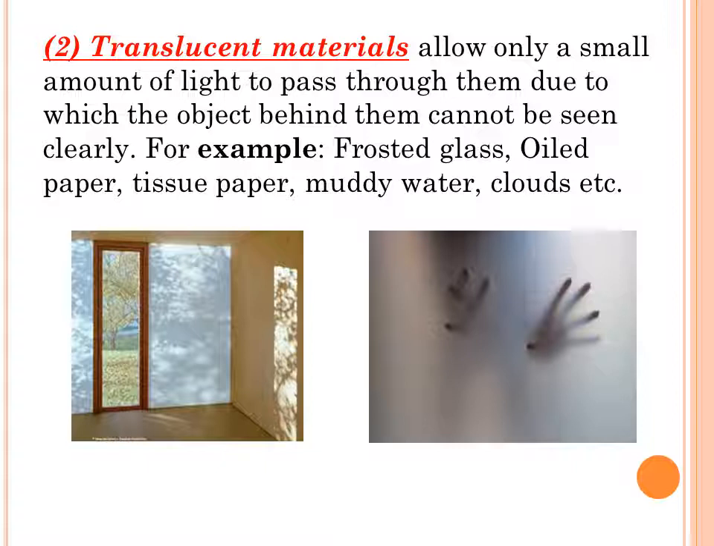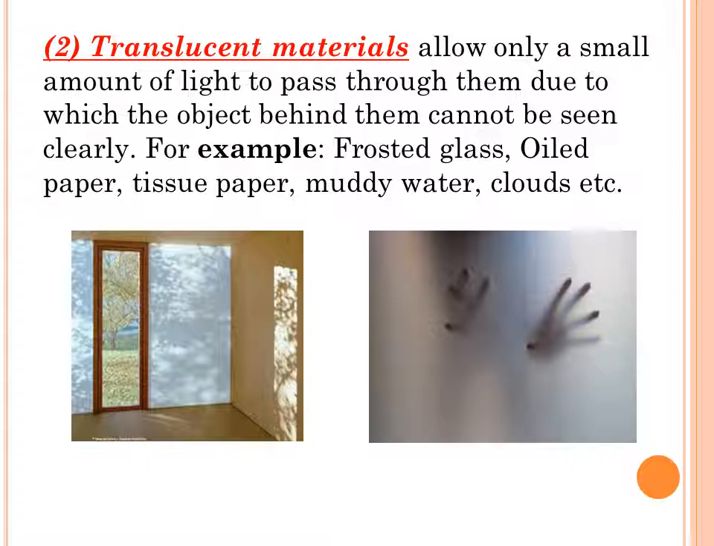We can't see the tree clearly. Similarly, on the right hand side, we can only see a portion of the hand, but not the whole individual or the whole person. Okay, so only a fraction of light can pass through the translucent material.